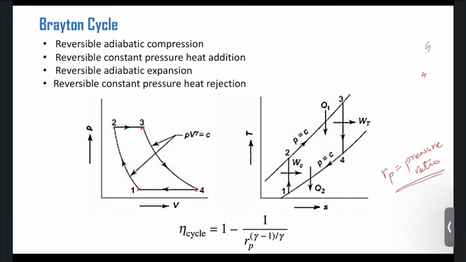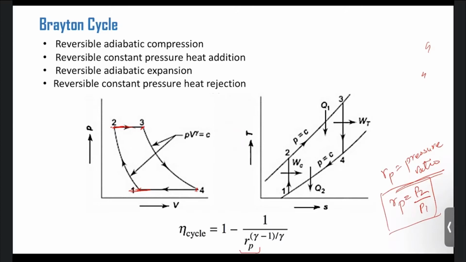Here Rp is the pressure ratio, and pressure ratio is P2 by P1. This pressure by this pressure, that is P2 by P1, okay. Now as we know, the efficiency of this Brayton cycle depends solely on the pressure ratio Rp, and Rp is also directly connected to the temperature ratio as well, okay.